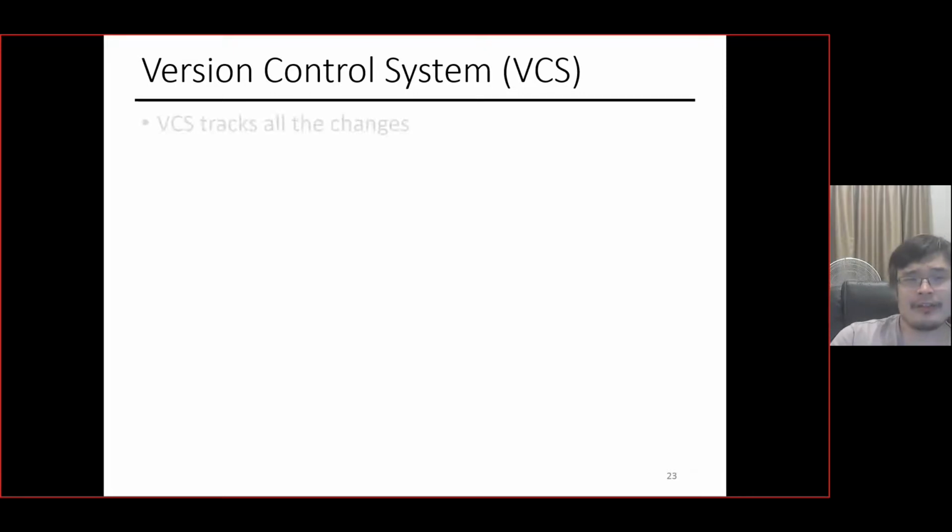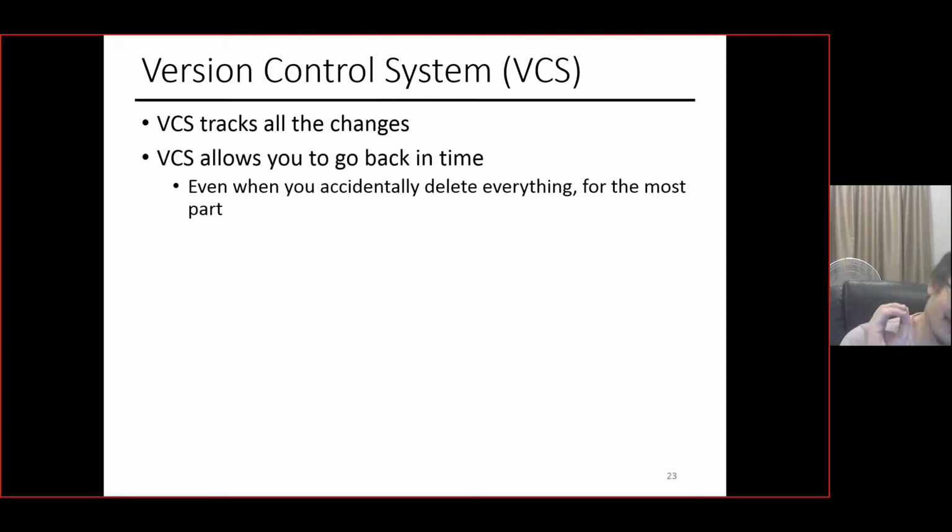What is VCS? VCS, as the name suggests, is a version control system. It's a system that allows you to control different versions of your code. It tracks all the changes. It essentially allows you to go back and forth in time. Even when you accidentally deleted everything, for the most part, there are ways you can recover that. Unless you're doing something super catastrophic, it should still be recoverable.